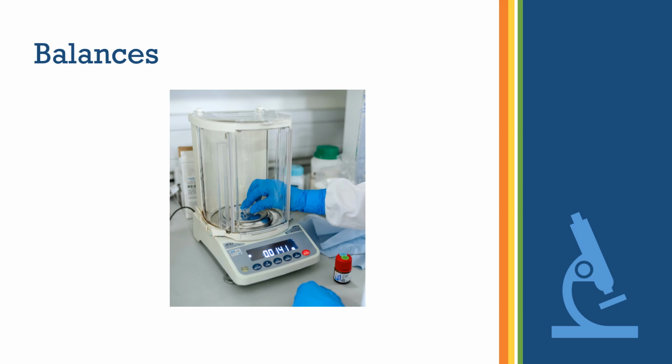Balances are essential for measuring the mass of chemicals accurately. There are two main types. Analytical balances. These are highly precise and are used for measuring small masses in the sub-milligram range. Top loading balances. These are less precise but can handle large masses and are quicker to use for general measurements.